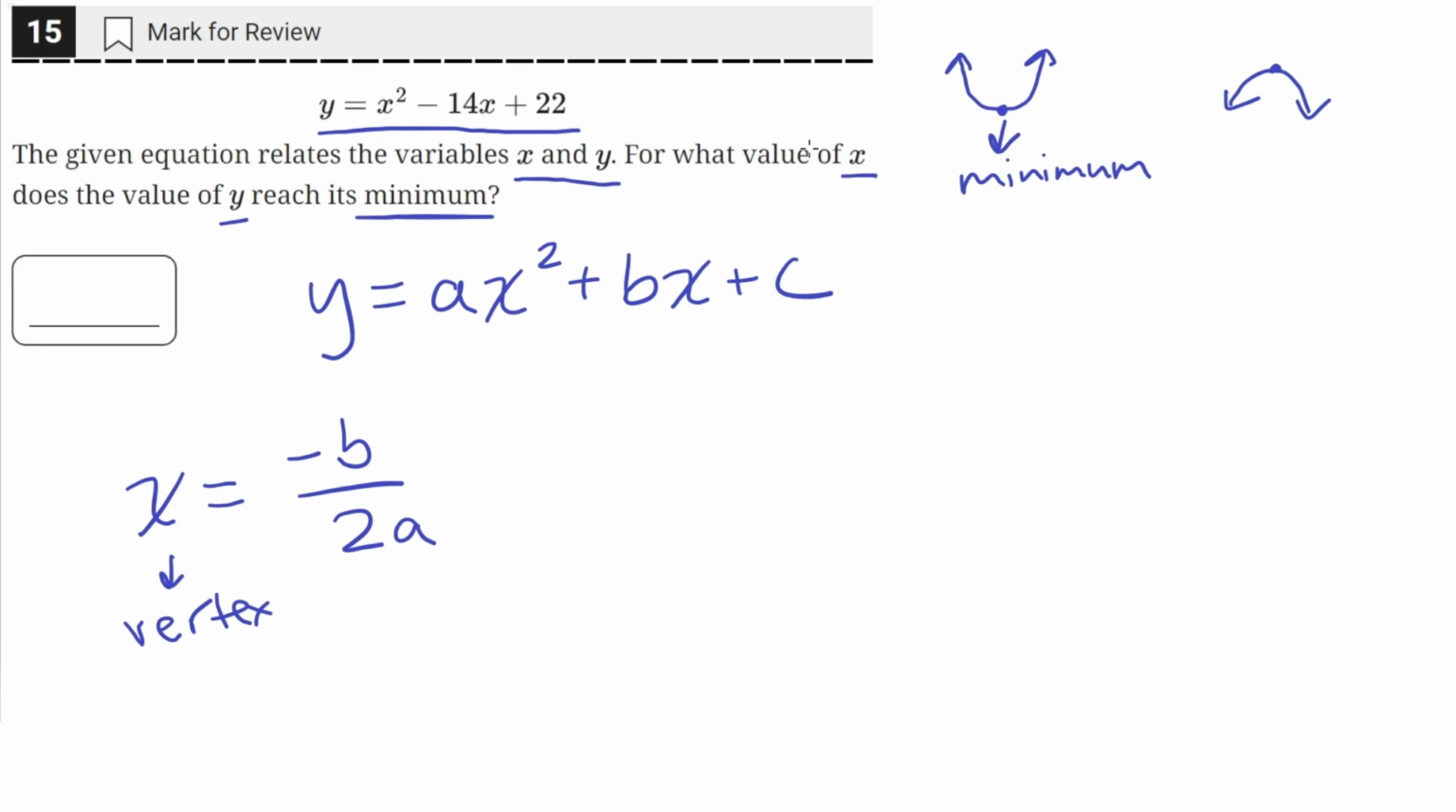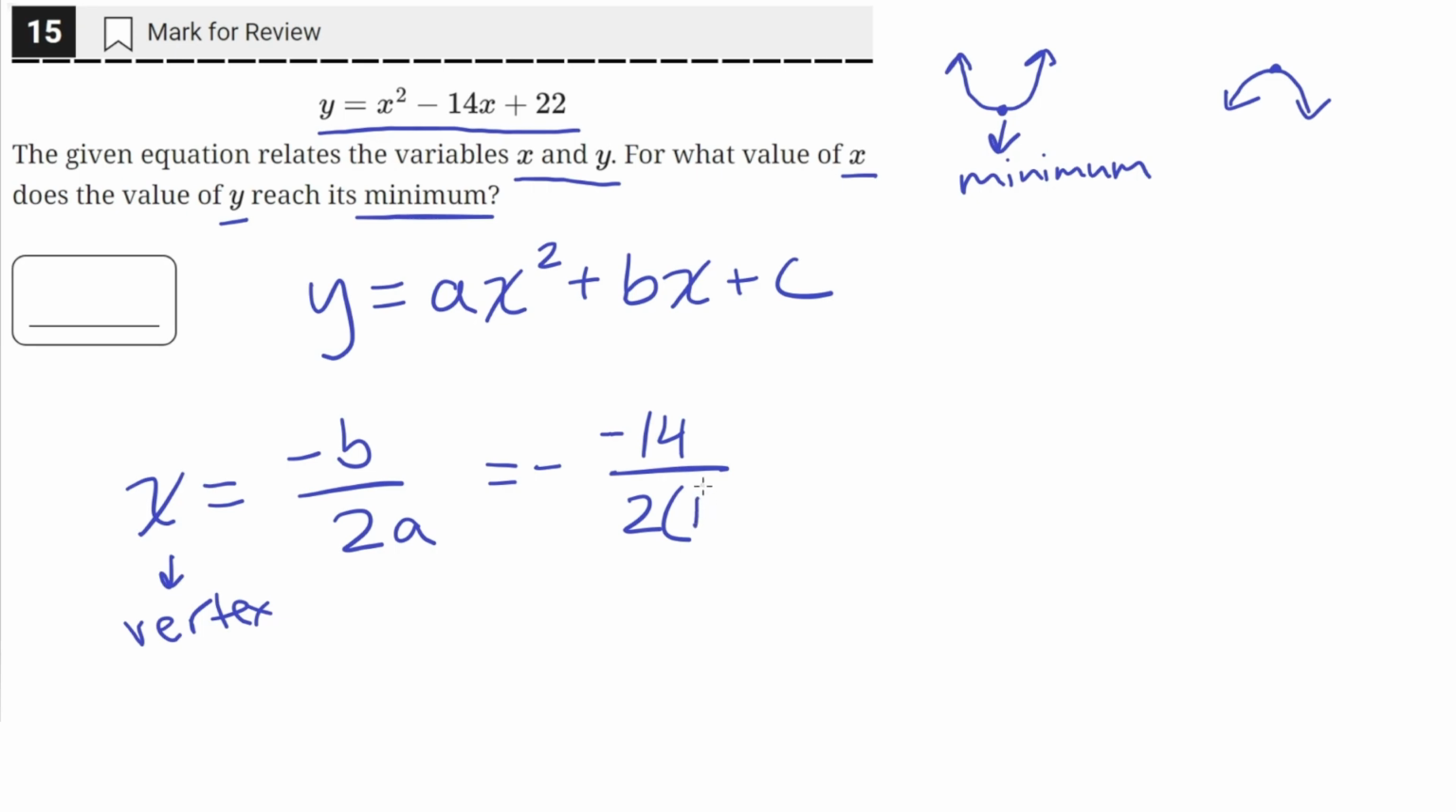So at the vertex, we would find the smallest value of y over the whole function. So what we need to do is find the x coordinate of the vertex to find the value of x where y reaches its minimum. So we can just plug that into the formula, negative b over 2a. So for this quadratic, b is equal to negative 14. So we'll have negative, and then negative 14 divided by 2 times a. A is the coefficient of the x squared term. So in this case, it's just 1.